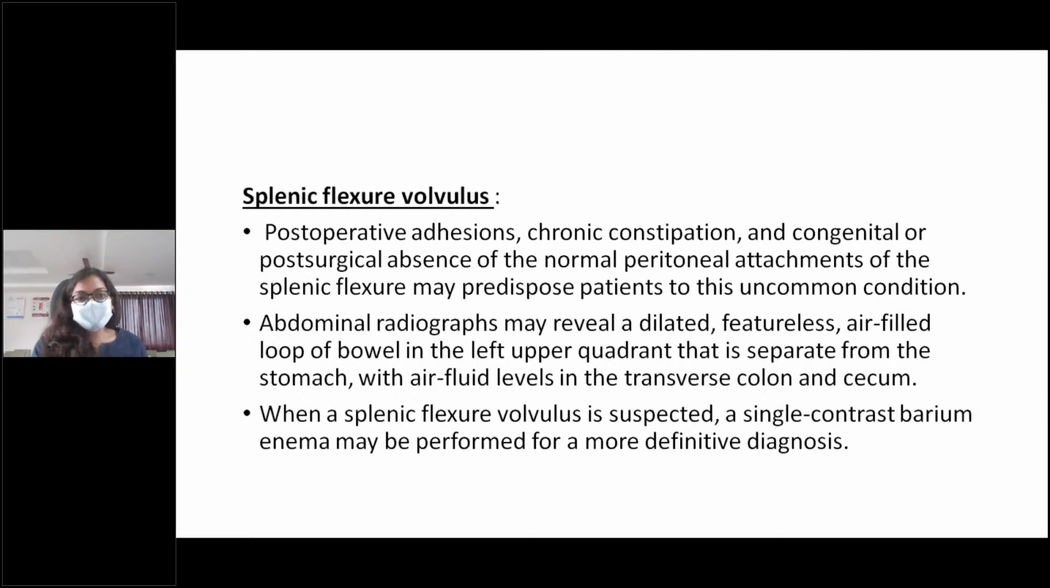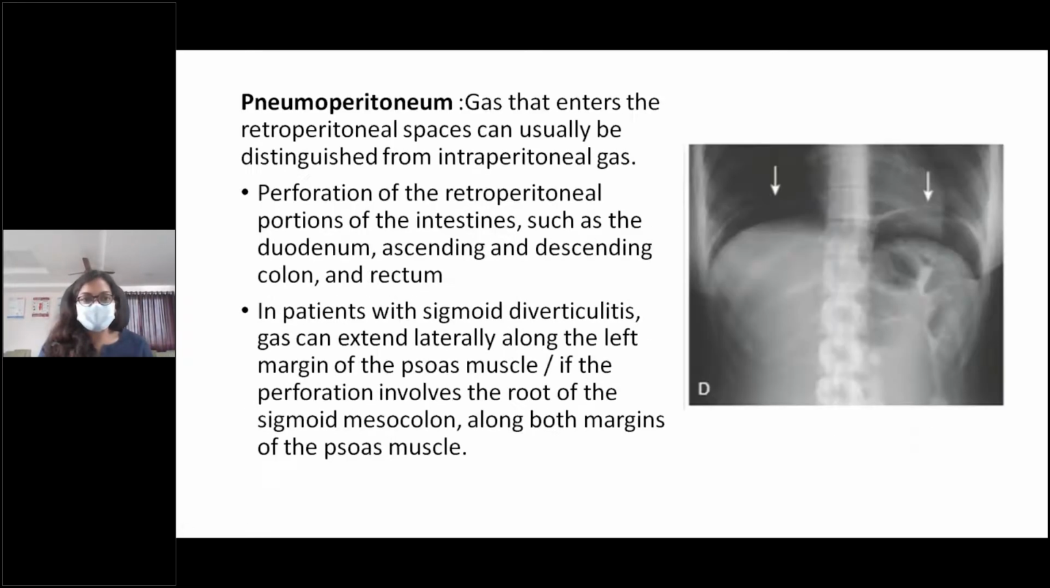Splenic flexure volvulus. Abdominal radiographs may reveal the dilated featureless air fluid loop of bowel in the left upper quadrant, separate from the stomach, with air fluid levels in the transverse colon and the cecum. When the splenic flexure volvulus is suspected, a single contrast barium enema may be performed for a more definitive diagnosis.